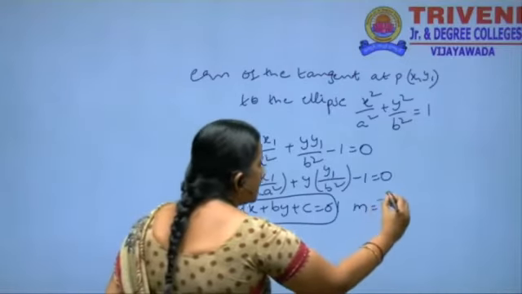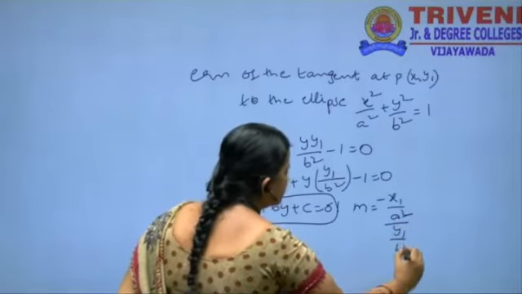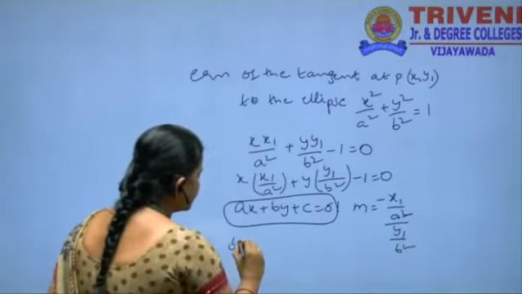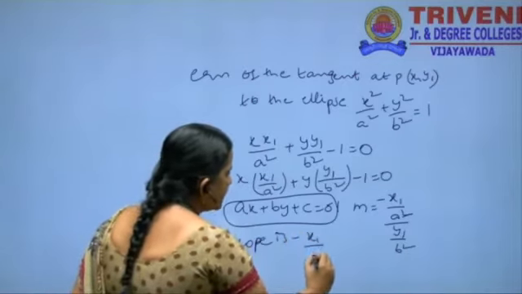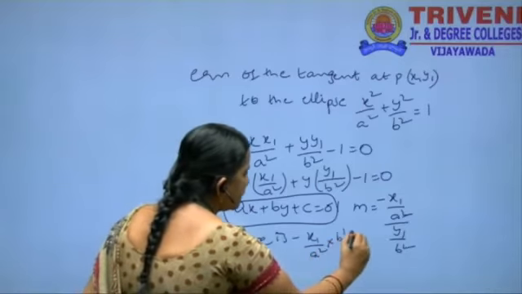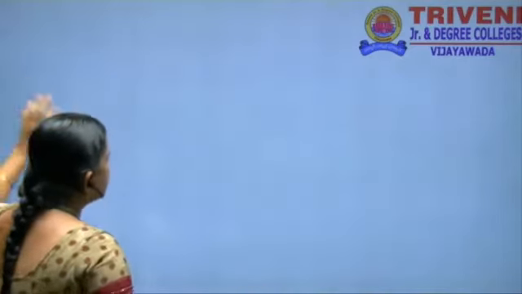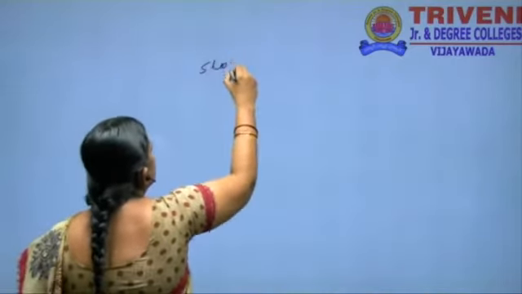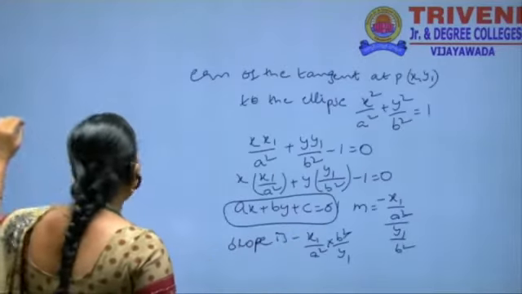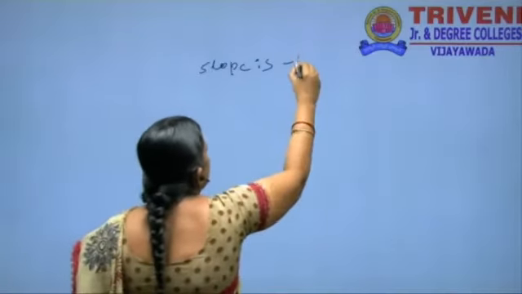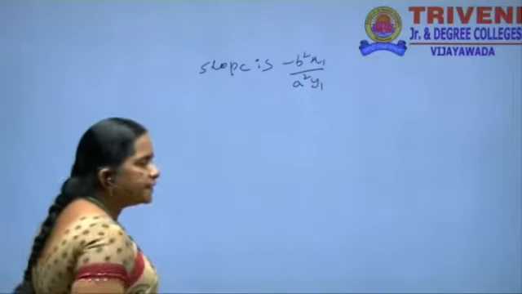Here it is x1 by a square and y1 by b square. Then the slope is minus x1 by a square into b square by y1, that is, minus b square x1 by a square y1. This is the tangent slope.